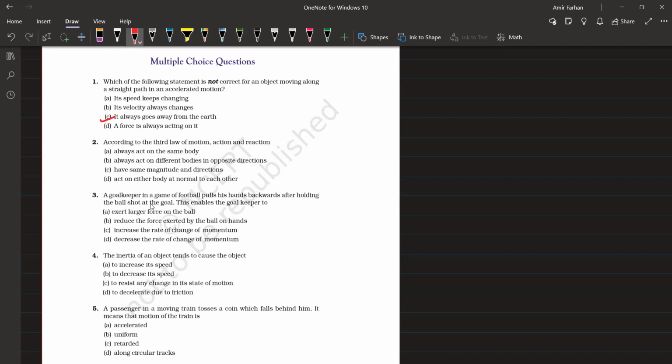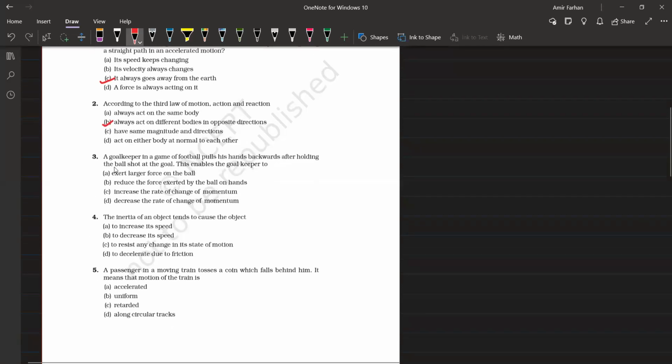Option B, always act on different bodies in opposite direction. Romaisa said option B. Option D, act on either body. Basically B is the correct option, Nabila. The third law says that action and reaction are opposite in nature. If you hit a wall with 10 Newton of force, the wall will also hit you in the opposite direction. Clear? Okay, sir. Yeah, that's correct.